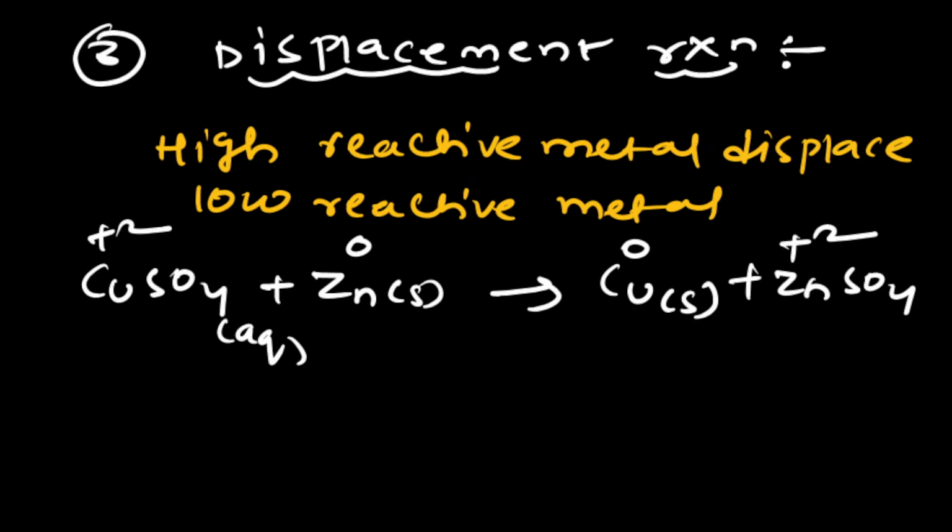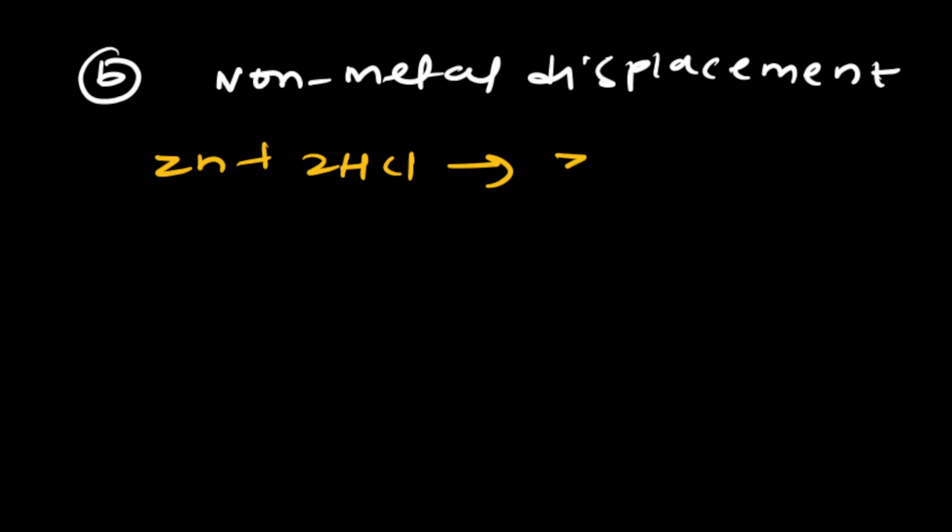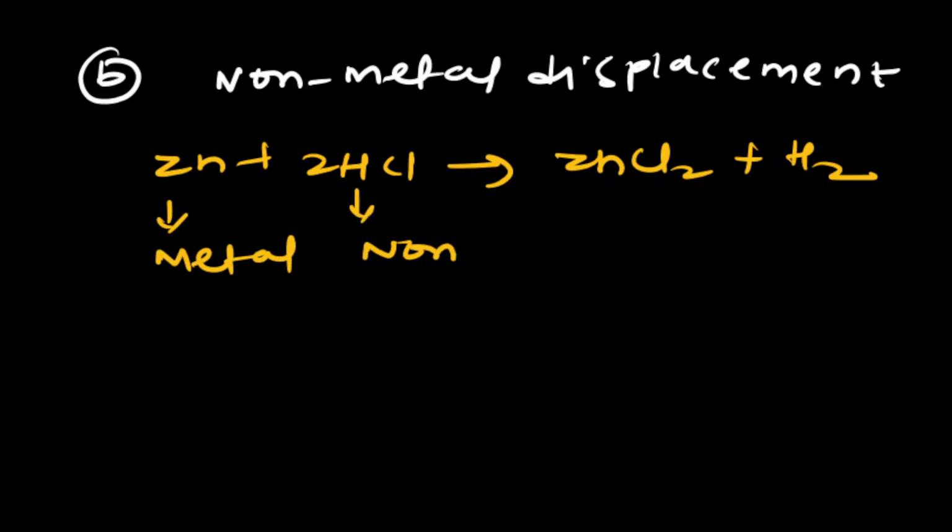Next, this is metal displacement. In this only we are having another type, that is non-metal displacement. Non-metal displacement means Zn plus 2HCl gives rise to ZnCl2 plus H2. Clear? Now this is a metal, and hydrogen is a non-metal. Clear?